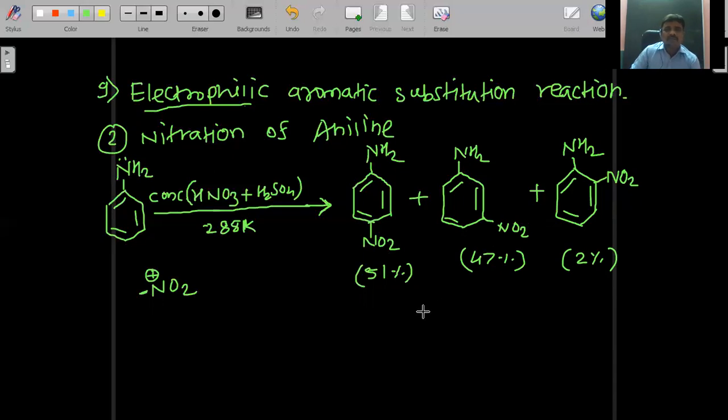So this is not a proper way of getting products, because our product contains a mixture of three products. Then again we have to isolate the products, and we get the product in very little quantity. So this is not an ideal route.